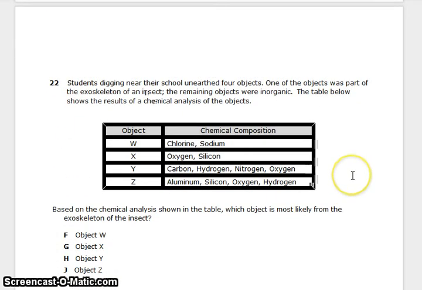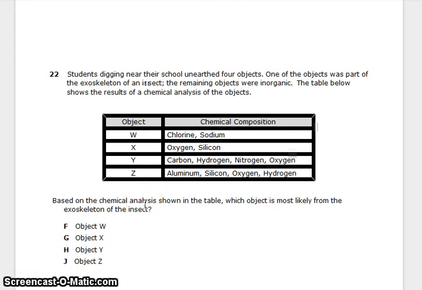22. Students digging near their school unearthed 4 objects. One of the objects was part of the exoskeleton of an insect. The remaining objects were inorganic. The table below shows the results of a chemical analysis of the objects. Based on the chemical analysis shown in the table, which object is most likely from the exoskeleton of the insect? F. Object W. G. Object X. H. Object Y. J. Object Z.